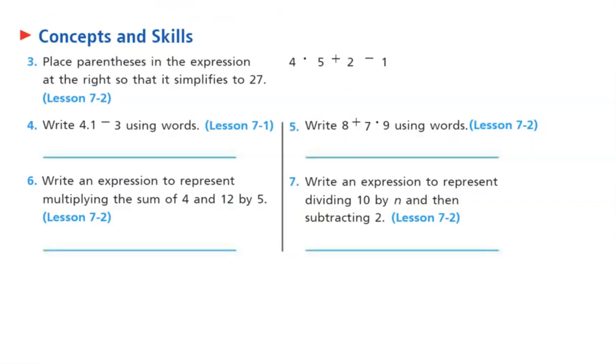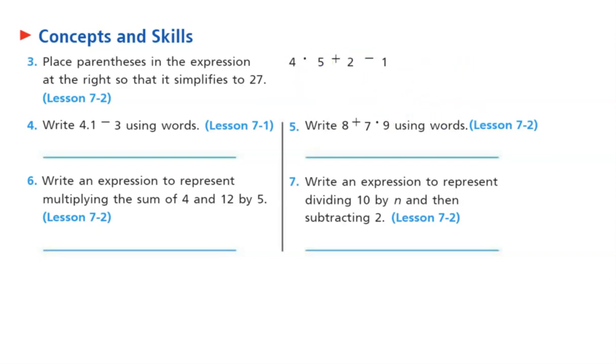Okay? All right. So this one's kind of fun because it wants you to place the parentheses in here. So it says place the parentheses in the expression at the right so it simplifies to 27. So let's just do it left to right without any parentheses and see what we come up with. 4 times 5 is the first thing you would do. That's 20. And then the rest are addition and subtraction, so we'll just do them left to right. Sorry, 4 times 5 is 20. And then 20 plus 2 minus 1 is what I would bring down next. 20 plus 2 is 22. And then 22 minus 1 is 21. So that's not it. Let me erase that.